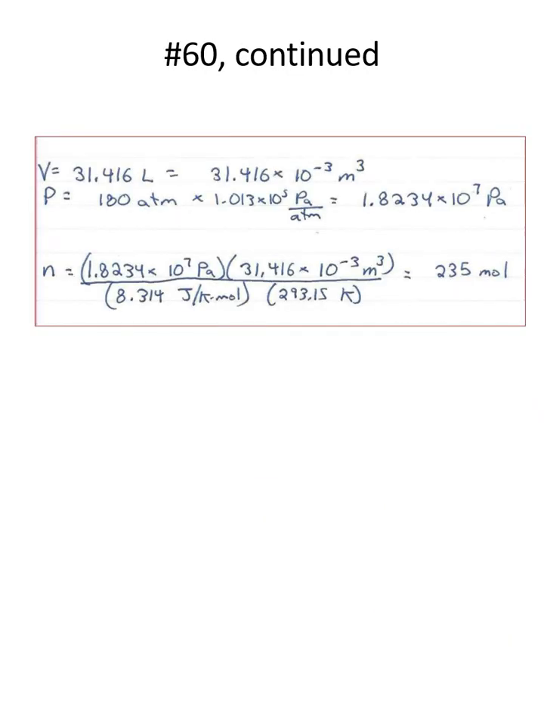Now, here is the same problem, but turning it into MKS units. Volume of 31.416 liters is that times 10 to the negative 3 cubic meters. We also would need to turn pressure into pascals. So multiply that 180 by 1.013 times 10 to the 5th pascals. And so now we have our pressure in pascals, our cubic meters, our MKS R value of 8.314 joules per Kelvin mole, and then temperature, and you get, again, the same result, 235 moles.